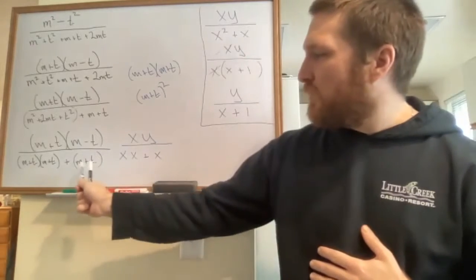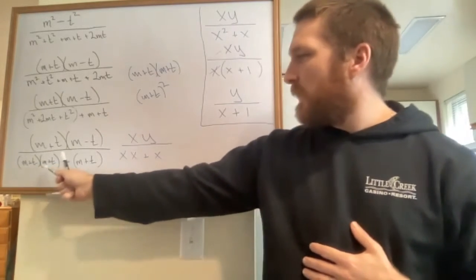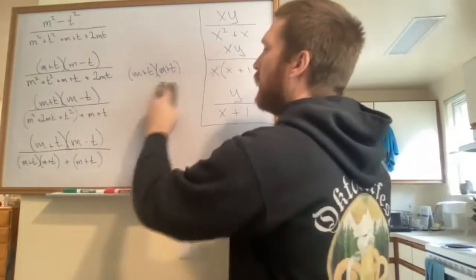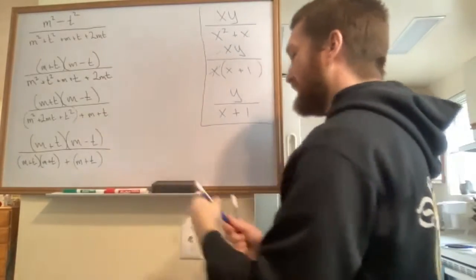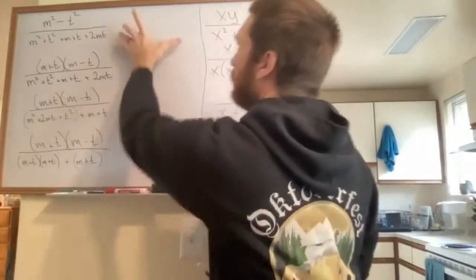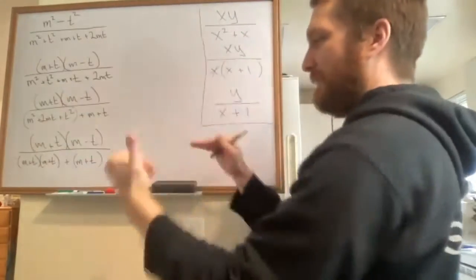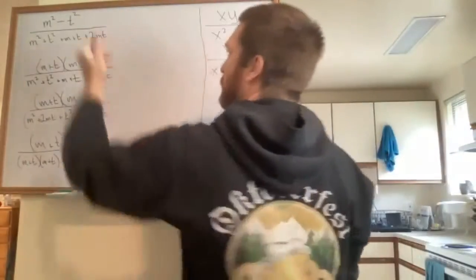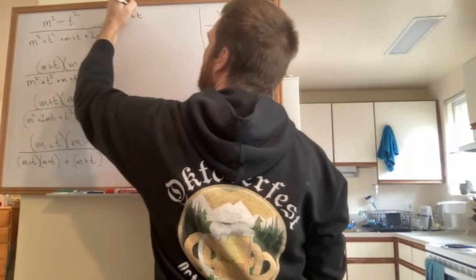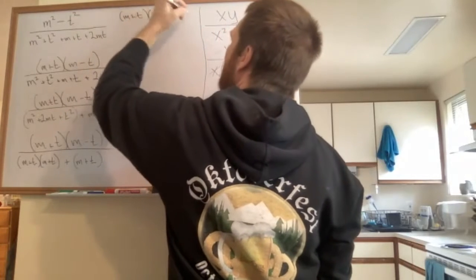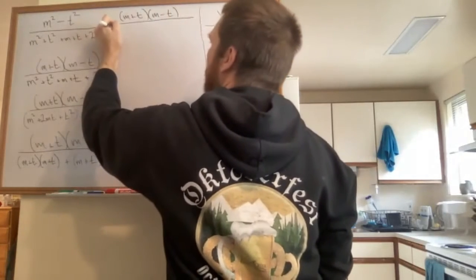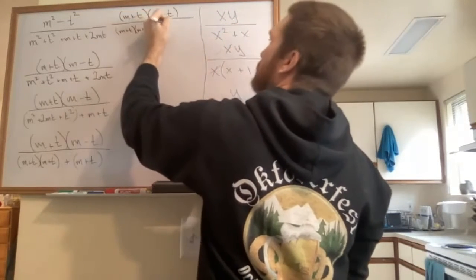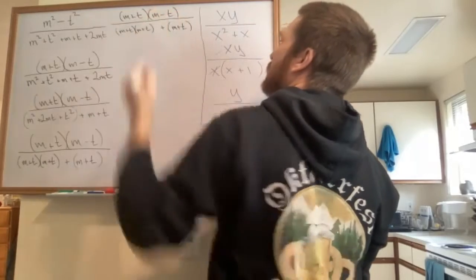So we're going to have to do the same thing here, right? And that's what we're doing right now. In fact, I'm going to rewrite this exactly right here, because I don't want to have to make a big jump. I want to see it right beneath what I'm doing. So I'm just going to copy this down. Right now we're at m plus t times m minus t all over, and the way we've written it was m plus t times m plus t plus m plus t. Okay.